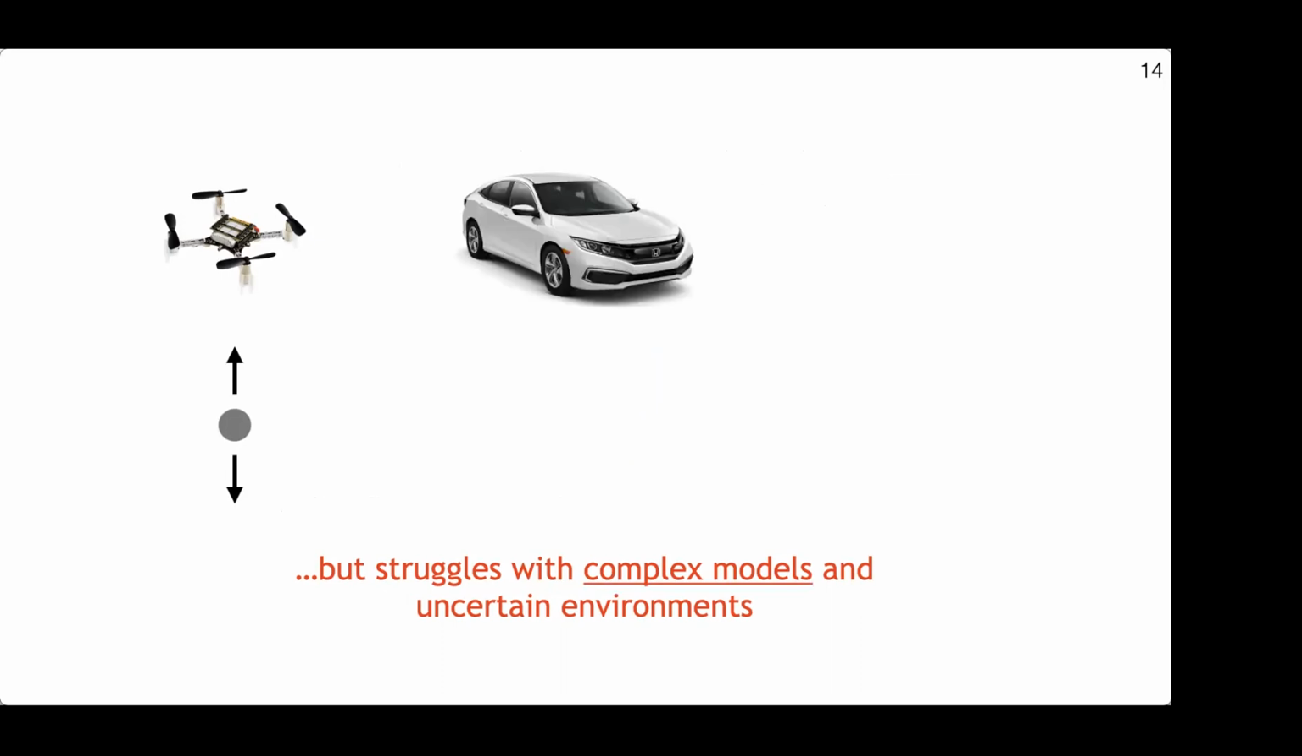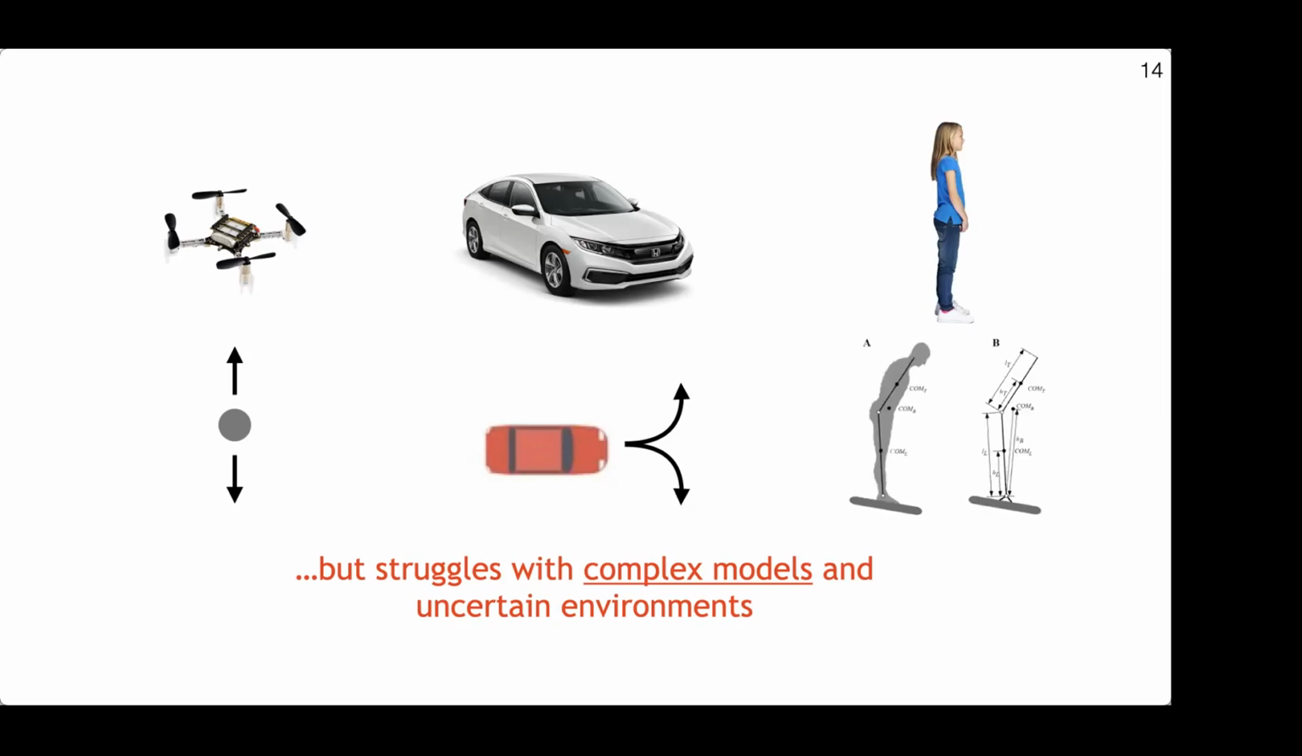Or if I wanted to use a car, maybe I have to assume a cartoonish version of a car that doesn't involve friction or drift. Or if I'm trying to analyze how a human might move, it might only be able to handle modeling a human as like a double inverted pendulum. And clearly that does not capture everything that a human can do. And so doing a safety analysis over this model is not all that useful when it comes to doing control for the full system.